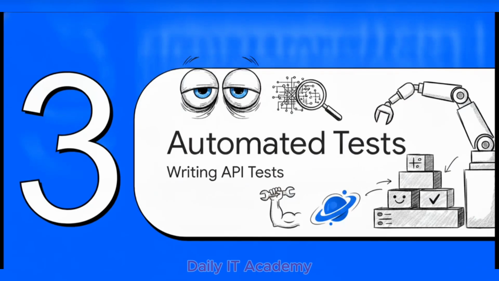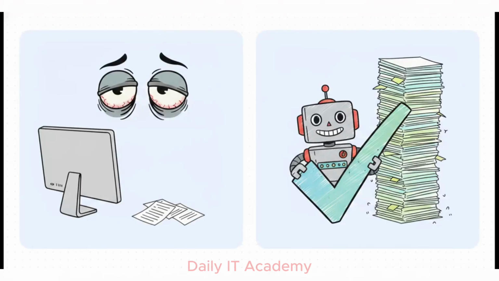All right, Section 3, Writing Automated API Tests. Checking everything with our own eyes every single time? Yeah, that gets exhausting fast, and it's super prone to human error. Imagine having to run 100 requests and manually staring at the screen to verify if each one says 200 OK. No way. That's not scalable.